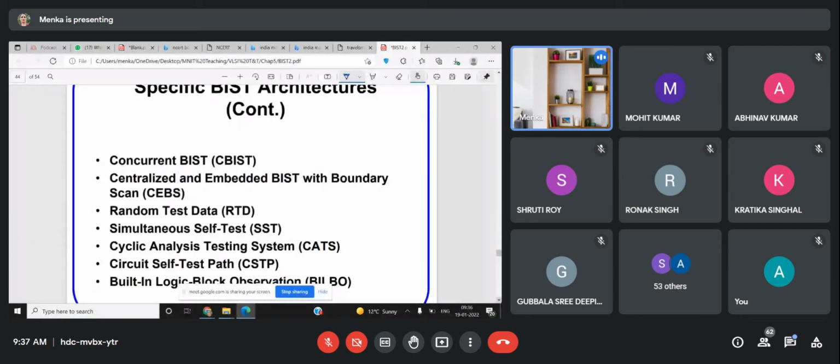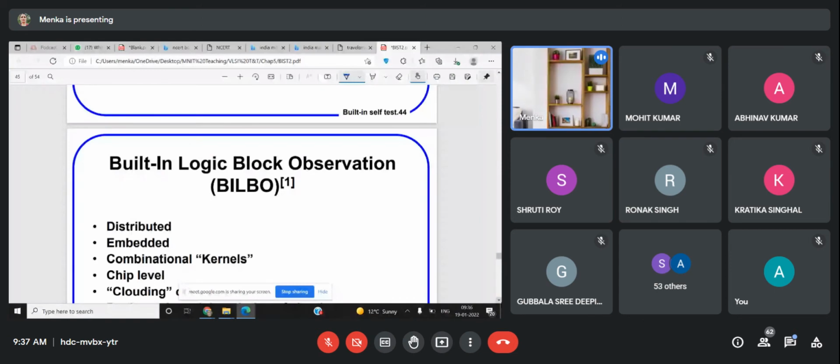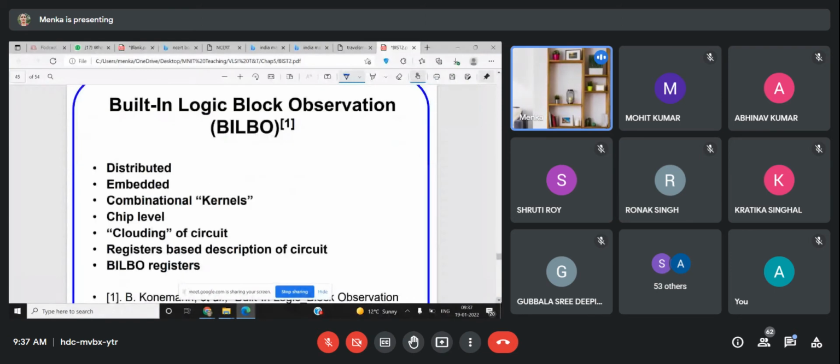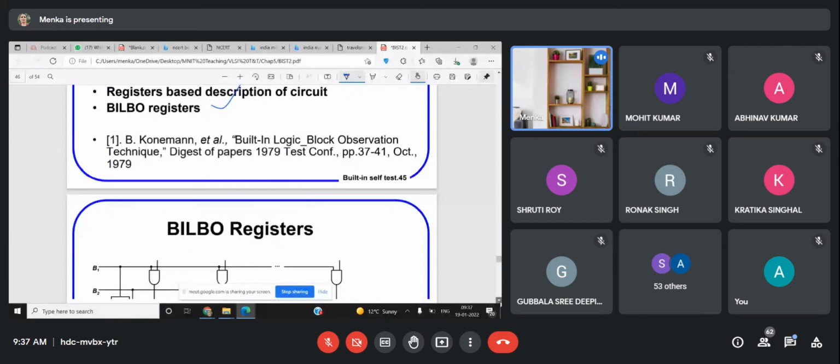Among these, in your syllabus, BILBO is there. BILBO is built-in logic block observation. Built-in logic block observation itself has different varieties like distributed, embedded, combinational kernels, chip level, clouding of circuit, registers based description of circuit, and BILBO registers. So this is the BILBO register architecture.